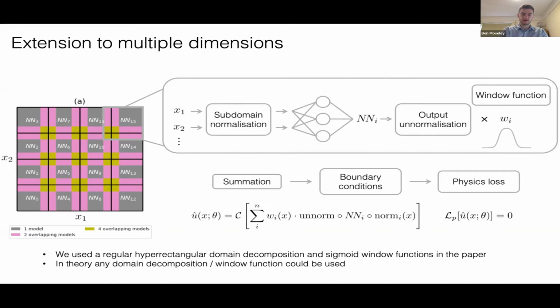Yeah. So like I said, I've just shown one-dimensional problems so far, but this is the generalization into n dimensions, and the way that I've implemented it so far is just to have a hyperrectangular domain decomposition. So again, using these sigmoid window functions, but across all of the different domains. The other thing I haven't really mentioned so far is that I'm also doing a subdomain normalization in each of these subdomains. So before the neural network, I just have a separate layer which normalizes the input coordinates based on the width of that current subdomain.